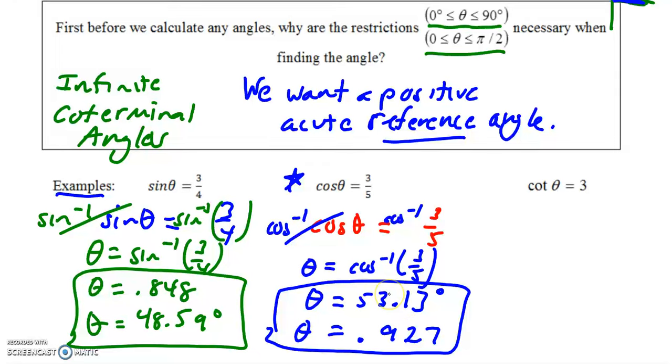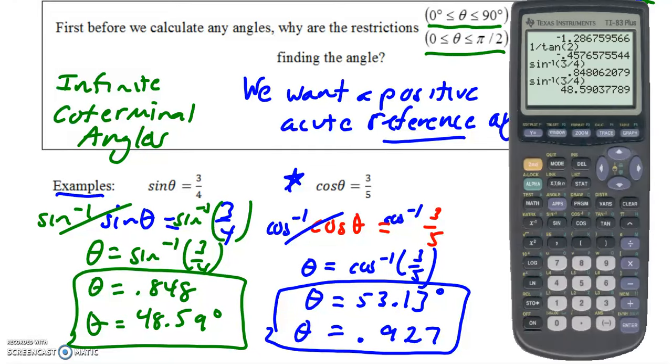And then on the calculator, remember, just like the example I did earlier, if you press second and then entry, you get the same exact thing again, and you could just change the mode. And if you do so, you get 0.927 for your answer.